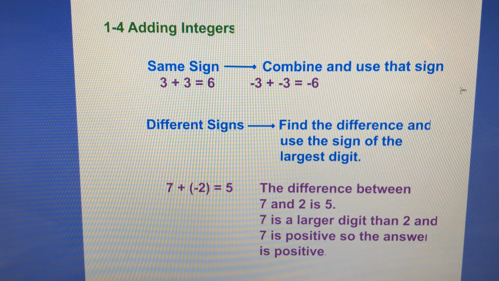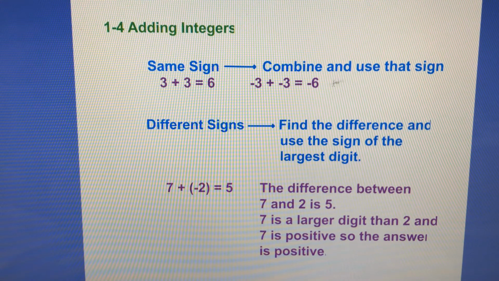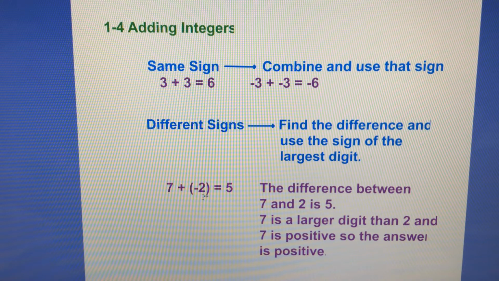If you have the same sign, you combine and use that sign. 2 positives make a positive, 2 negatives make a negative. But what if you have different signs? Here's where it gets complicated. You find the difference and use the sign of the largest digit.